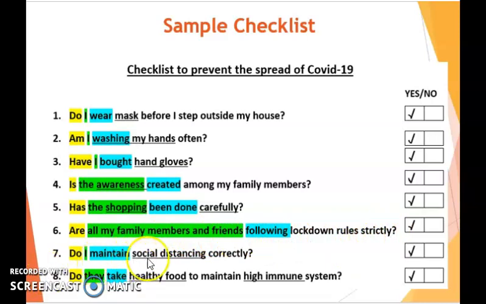Do I maintain social distancing correctly? Do they take healthy food to maintain high immune system? So if you notice, I've structured the sentences in such a way that you can use adverbs along with the stem verb. Make sure that all the sentences are questions at the end. You should not write a sentence without any questions. Let's have a look at the next example.